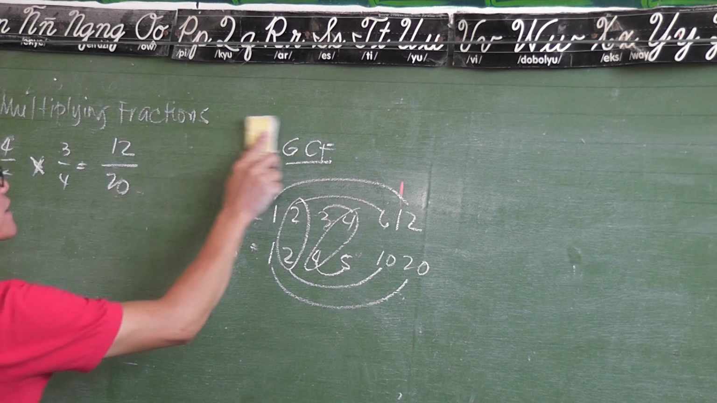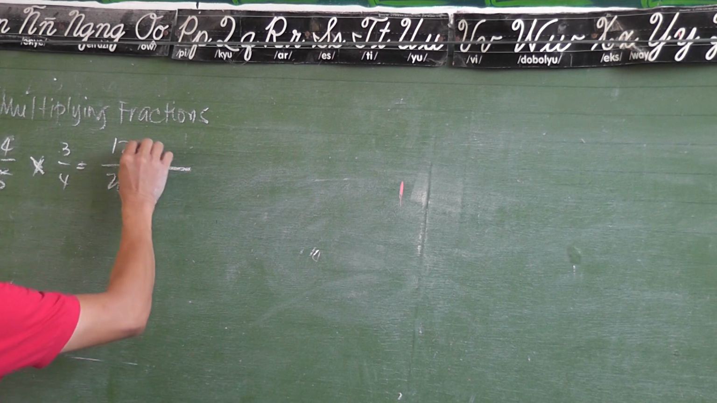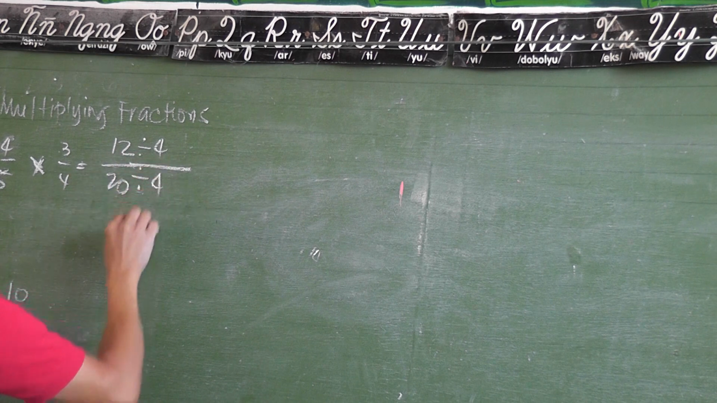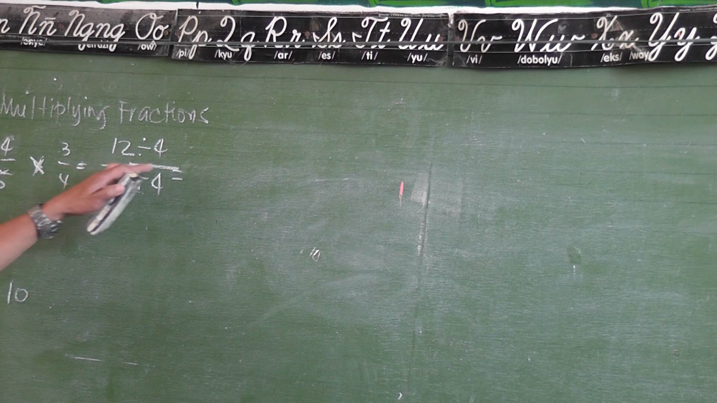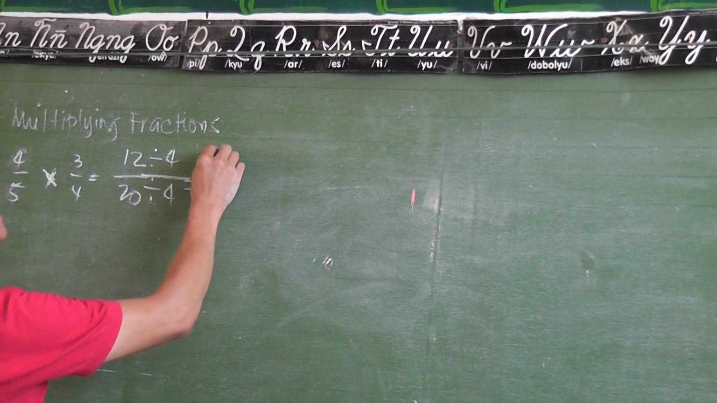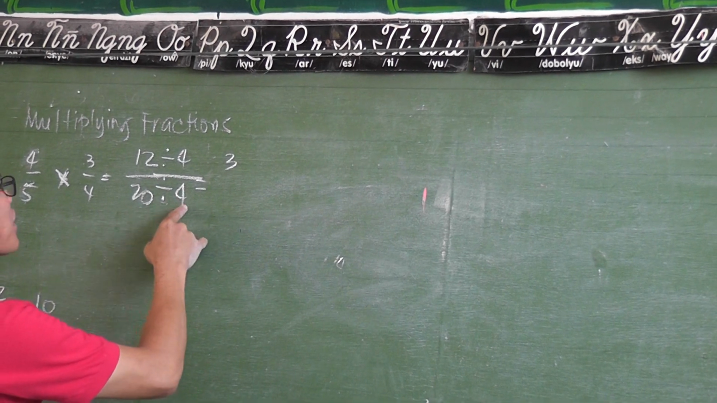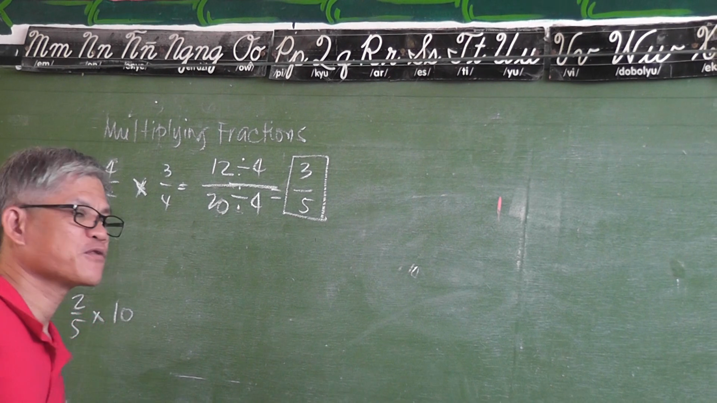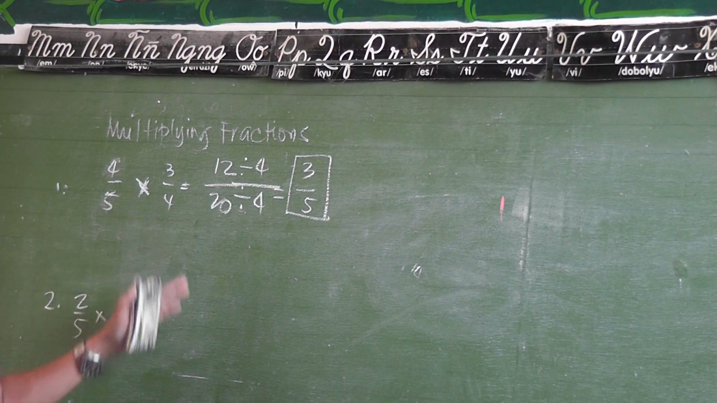And then next, we are going to divide the numerator by the GCF and the denominator by the GCF. 12 divided by 4 is 3. And then 20 divided by 4 is 5. This is the simplest form or the lowest term of 4/5 times 3/4.